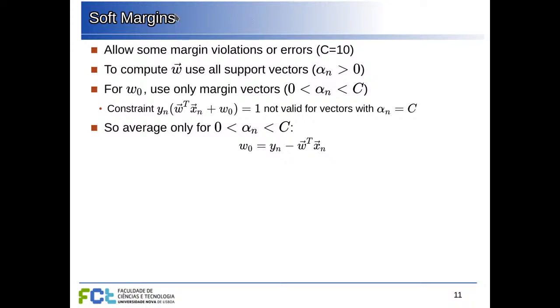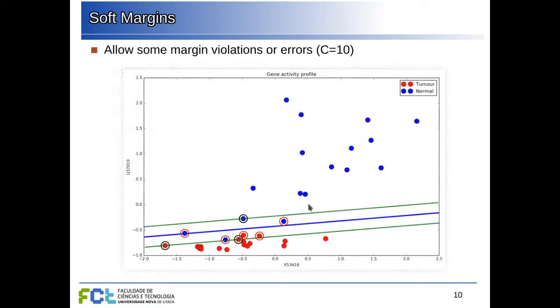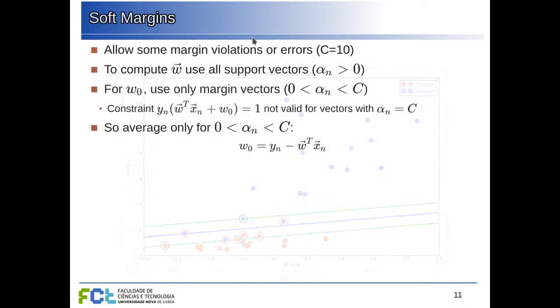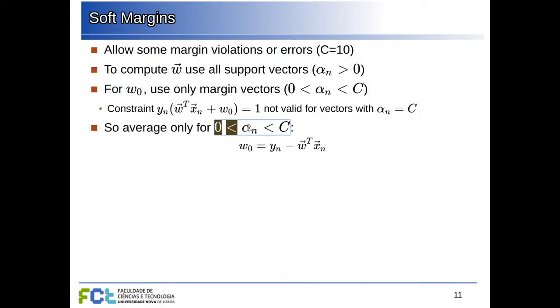So these are support vectors too, and they contribute to the computation of the vector that is perpendicular to our hyperplane. Now for the other parameter there, the W0, we must use only the support vectors for which this equation is true. So we cannot use the vectors that have alpha maxed out at C, because these ones are penetrating the margin. The margin is not 1 for these ones. But we can compute this using all the vectors for which the alpha is between 0 and C.